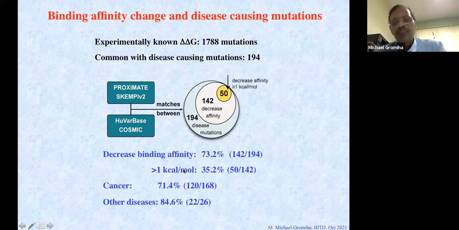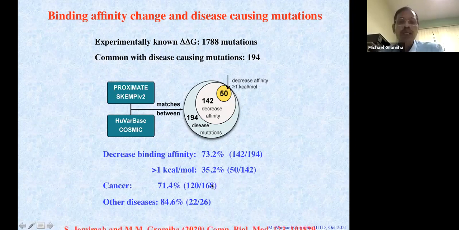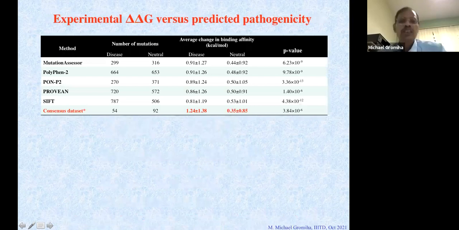Then we analyzed cancer separately from other diseases, but for cancer we couldn't find much difference. If you see the cancer and other diseases, in cancer only 71% had the decrease of affinity, but in the other diseases it is 85%, because binding affinity is not the major cause in cancer. There are various other factors that also influence cancer. We did the case study and identified that the disease progression for cancer is different from that of the other diseases. So here we did experimental versus experimental.